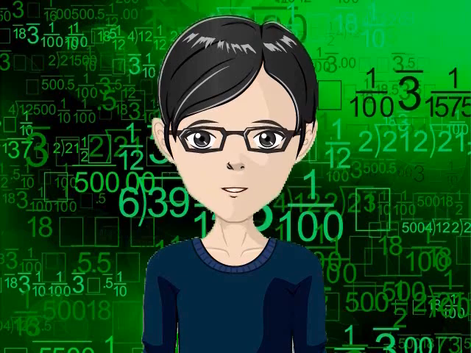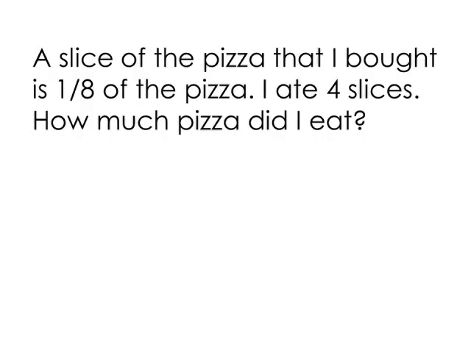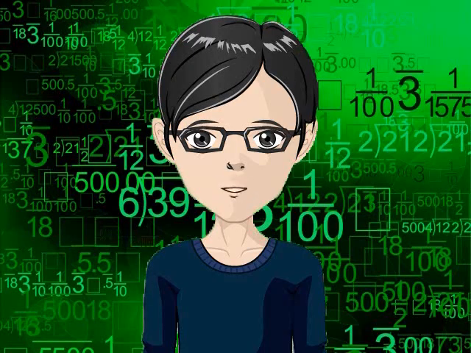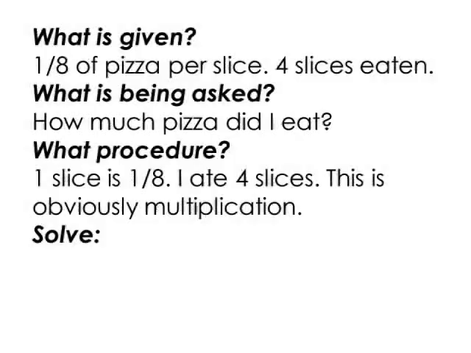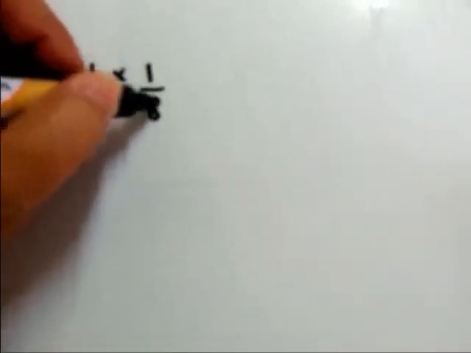Another example. A slice of the pizza that I brought is 1/8 of the pizza. I ate 4 slices. How much pizza did I eat? Let's do the steps. What is given? 1/8 of the pizza per slice. 4 slices eaten. What is being asked? How much pizza did I eat? What procedure? 1 slice is 1/8. I ate 4 slices. This is obviously multiplication.